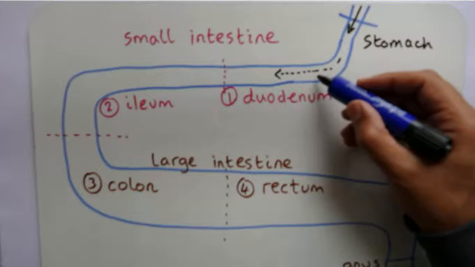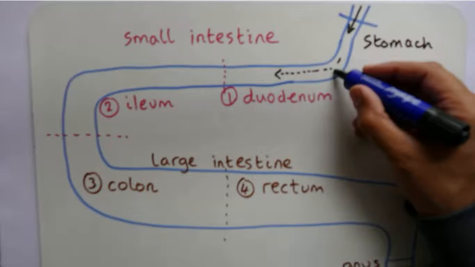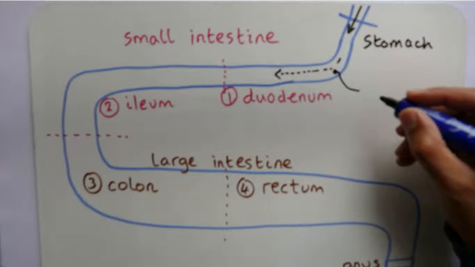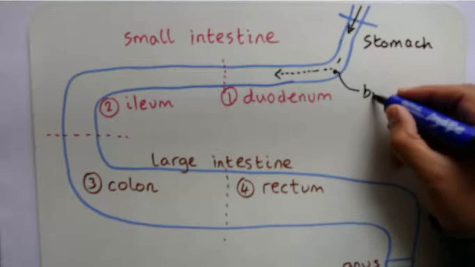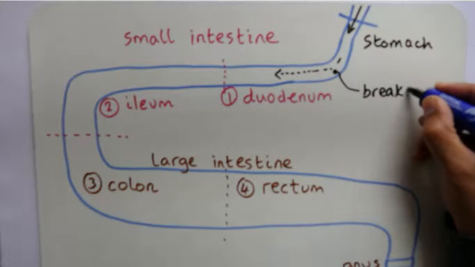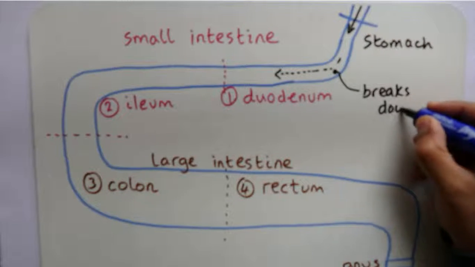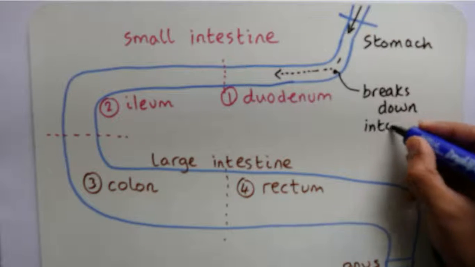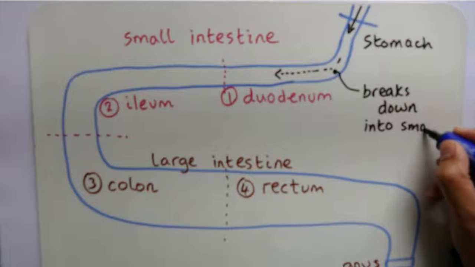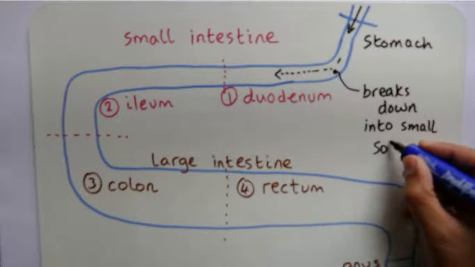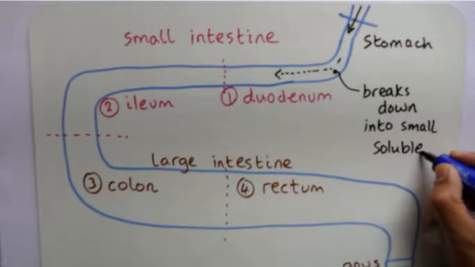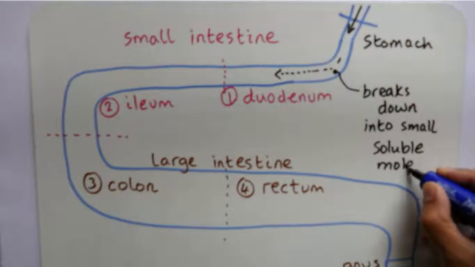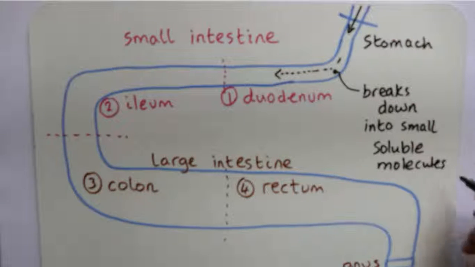This is where most of the food is broken down. So at this point we just need to know that the food breaks down into small soluble molecules, and leave it like that for now.